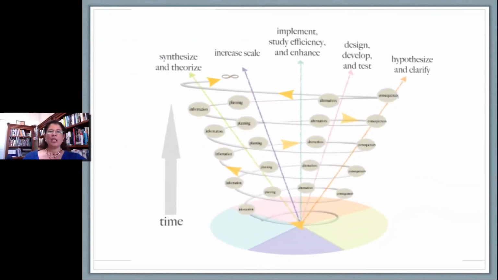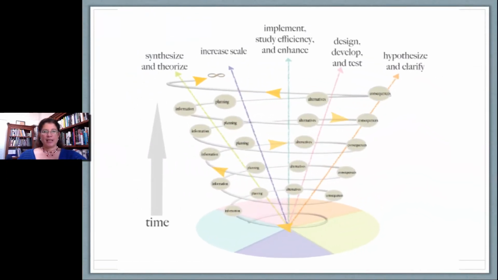Based on that, we came up with our own model that has a lot to do with taking in information and continually having a new plan. Then we look at all the different alternatives that can exist and the consequences that happen as a result of that application. So we have a hypothesis, we come up with a different design, we implement a plan, and then there's an increase of the scale once a pilot has been done, and then you synthesize and rethink your overall choice of indicators.